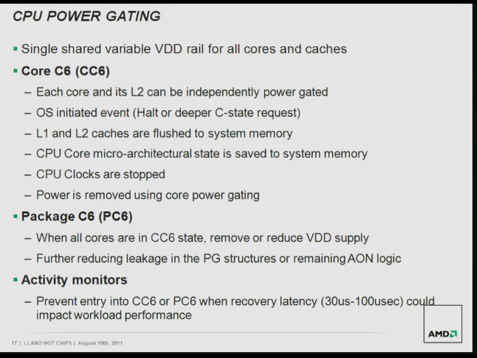We have the concept also of package C6. That's when all cores are in CC6. We have the opportunity at that point to further reduce VDD. The reason we want to reduce VDD at that stage is there's some inefficiency associated with power gating. There's still some leakage in the power gating FET piece itself. And we'll want to lower the voltage even further to totally eliminate any leakage there.